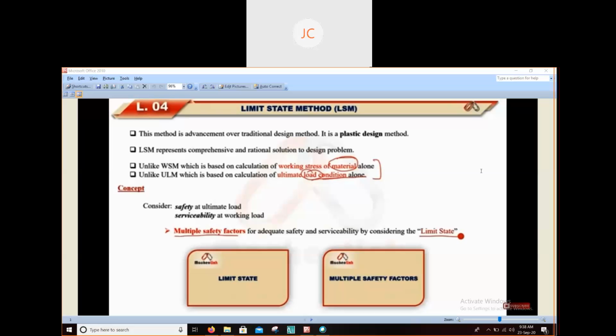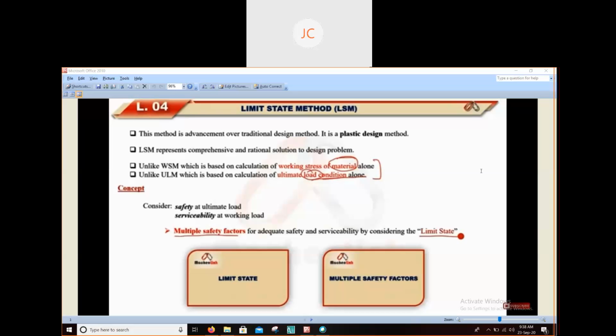So in limit state method we have two parts. One is related to safety of the structure, that means your structure must carry the load safely, and the second part is that your structure must be giving you satisfactory performance during its lifetime.